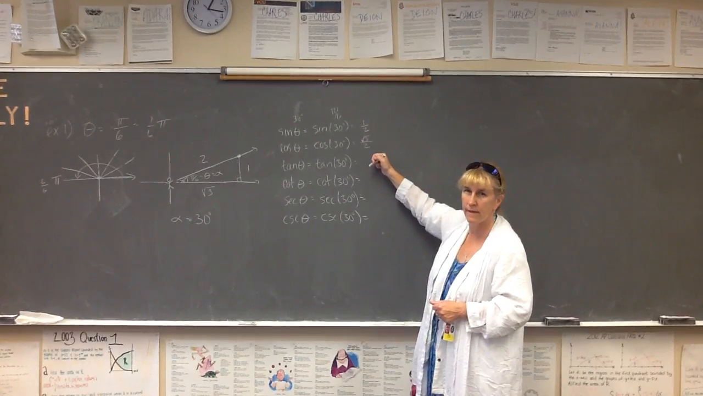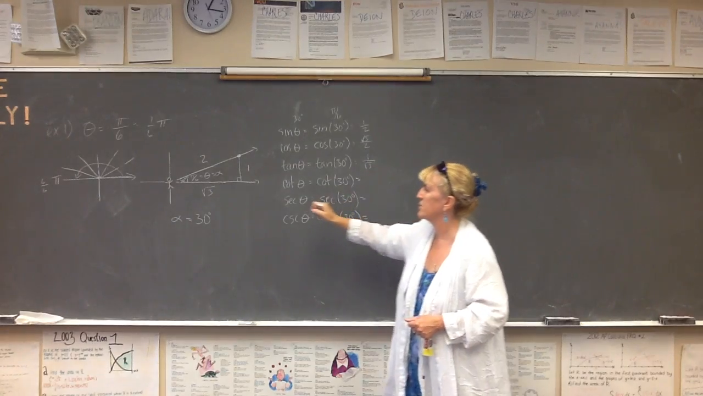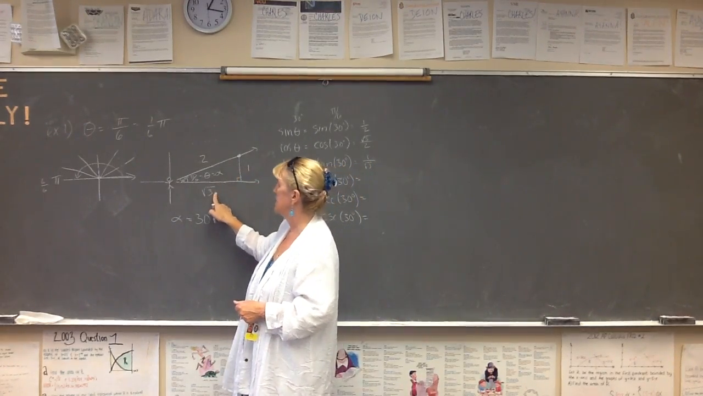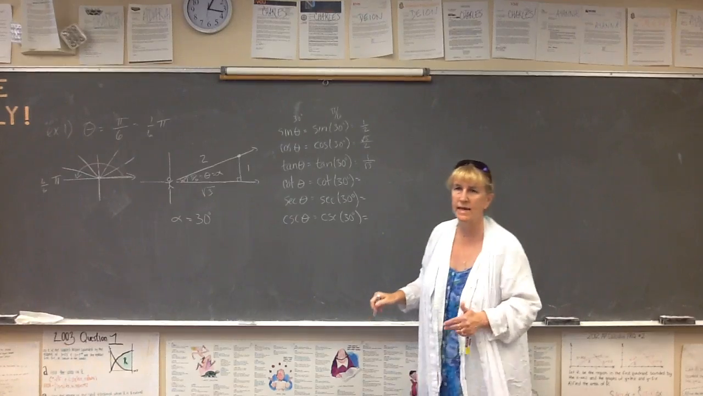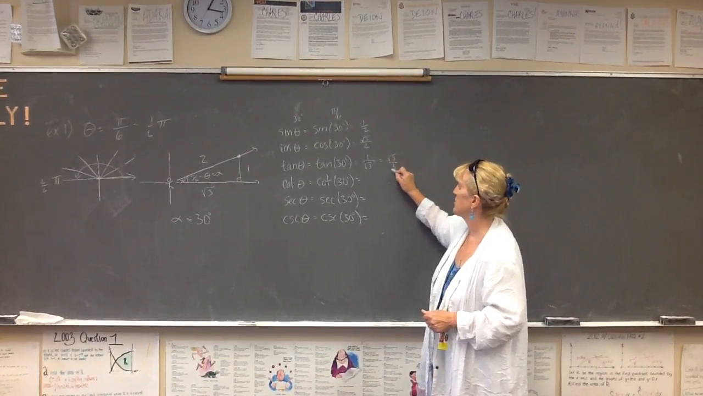Tangent of 30. 1 over the square root of 3. Tangent compares the opposite leg to the adjacent leg. You can't leave it like that though. I expect you to rationalize that. Square root of 3 over 3.